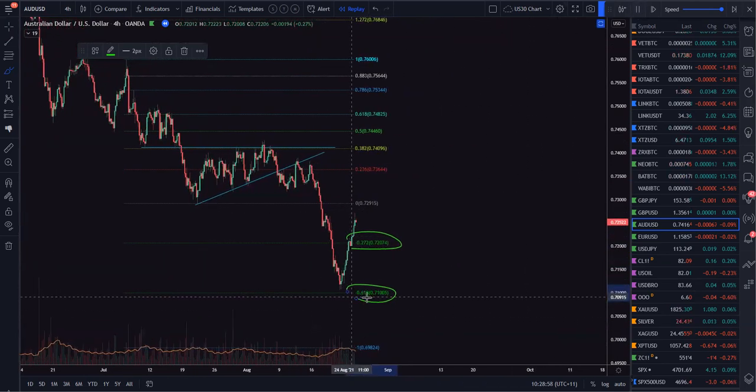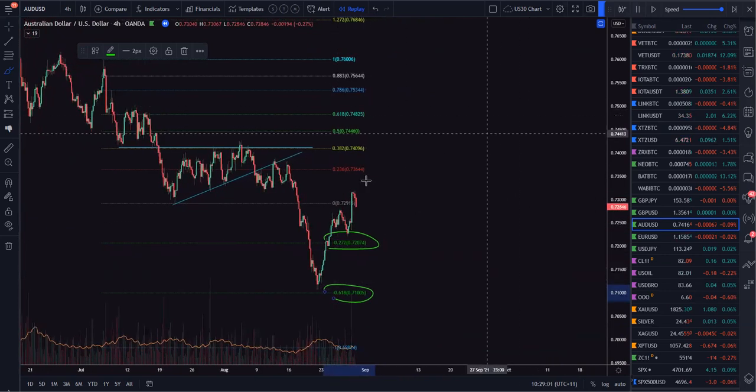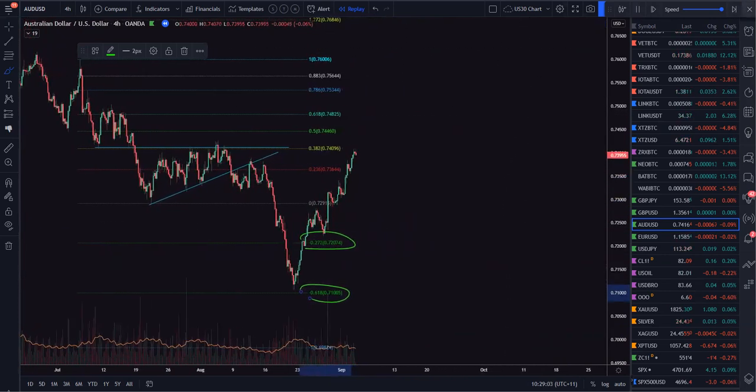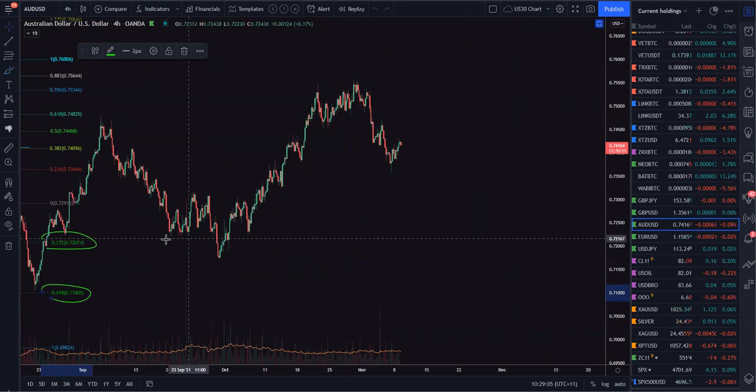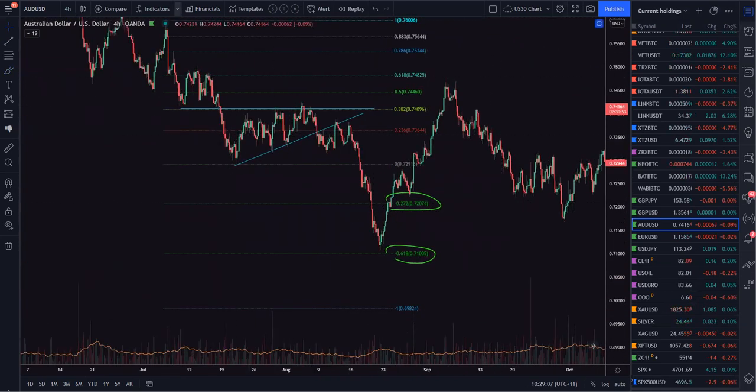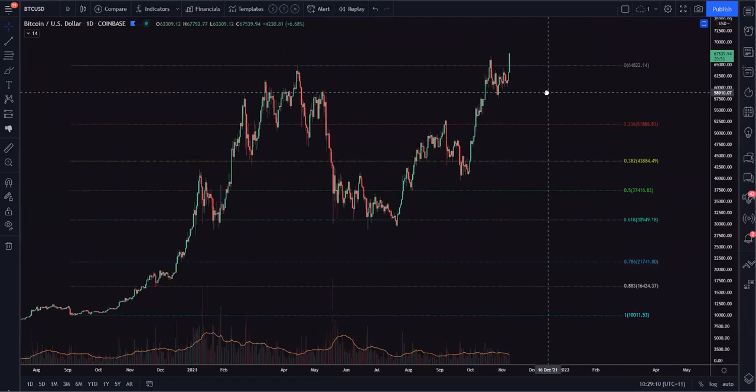And see, it comes down to target two, and then we bounce off that and price ends up moving off, right? So pretty good examples all through there. The last one I want to look at quickly here is Bitcoin.